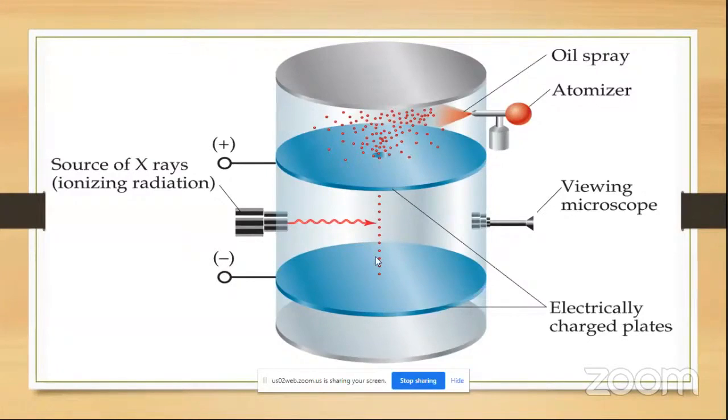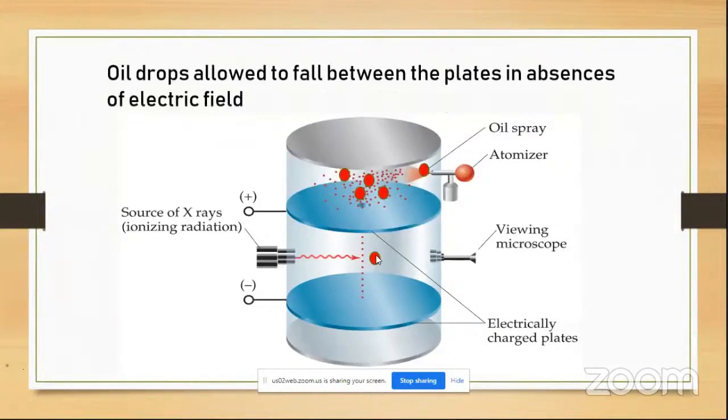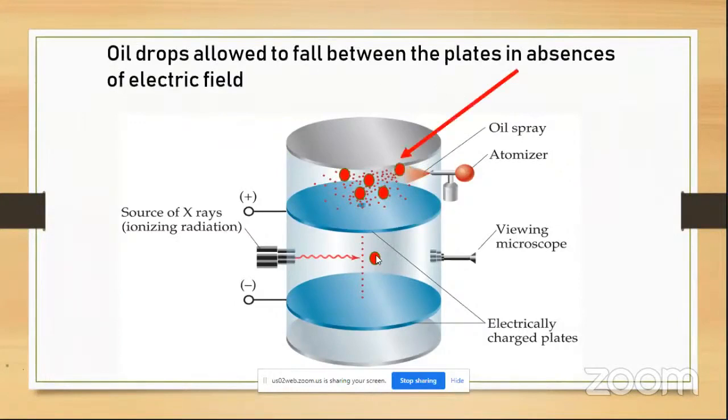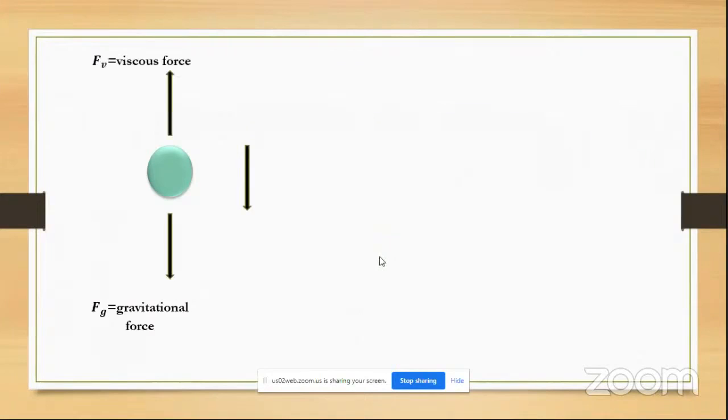Later, which in turn charges the oil drop present in the region, and initially the oil drops are allowed to fall between the plates in the absence of the electric field. The falling drop first accelerates because of the gravitational force Fg. Then, due to the viscous force of the air, a steady velocity is reached; this force acts in a direction opposite to the motion of the oil drop. Let's consider this velocity to be v1.